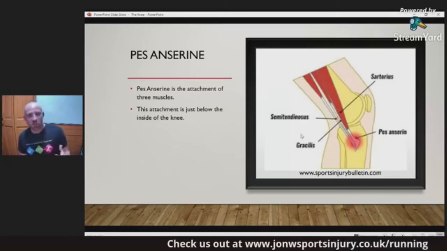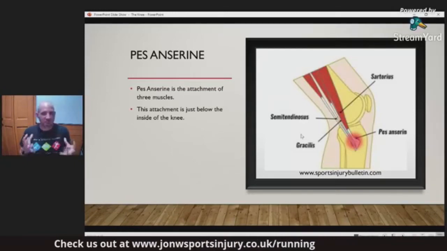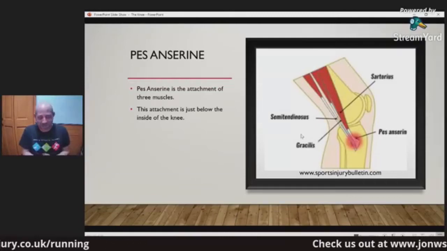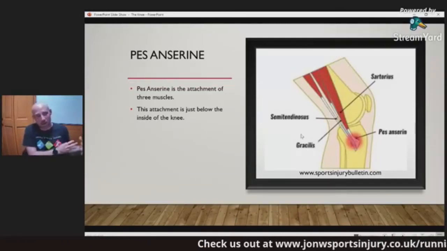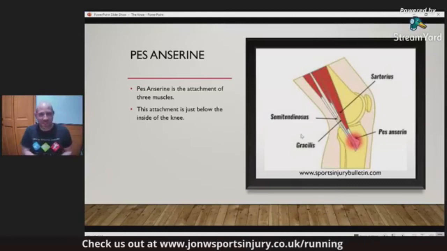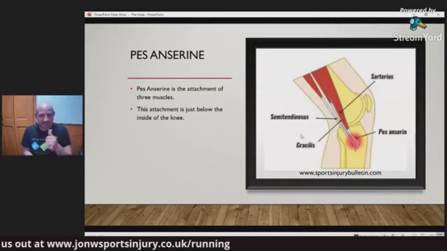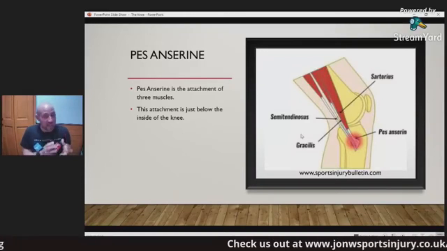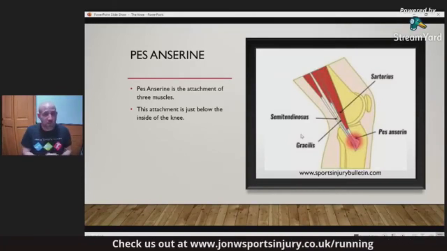Now, the muscles that attach into here are the sartorius, the gracilis, and the semitendinosus. The way I learned it, a long time ago at university, was to say "grace before T", because it's the sartorius, the gracilis, and the semitendinosus, which is the hamstring muscle. So these three muscles all converge.